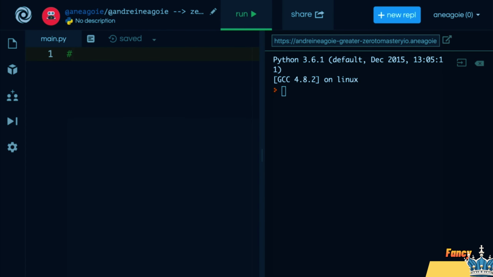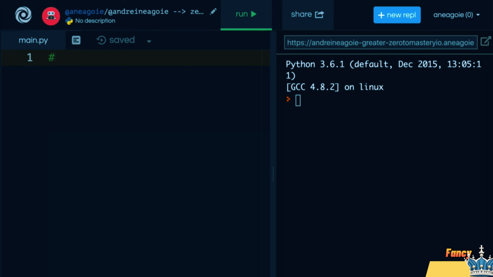Welcome back. Let's talk about an important term when it comes to programming, and that is operator precedence. Now, what does that mean? Again, we're using our knowledge from math class.